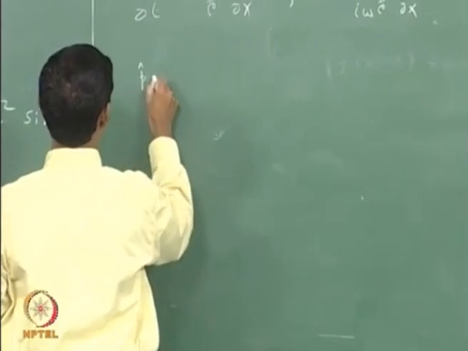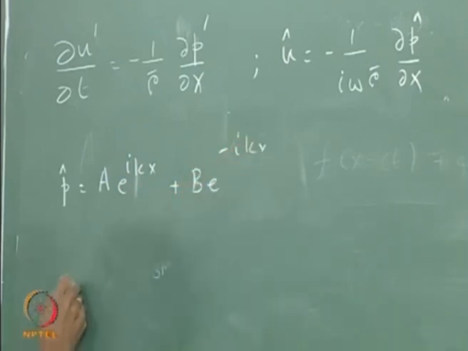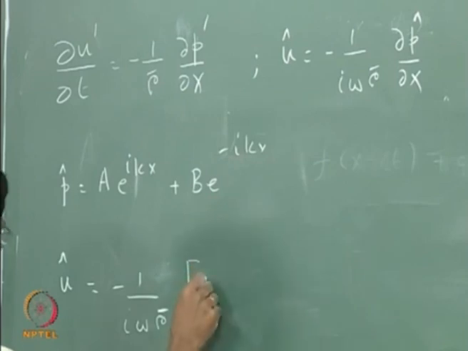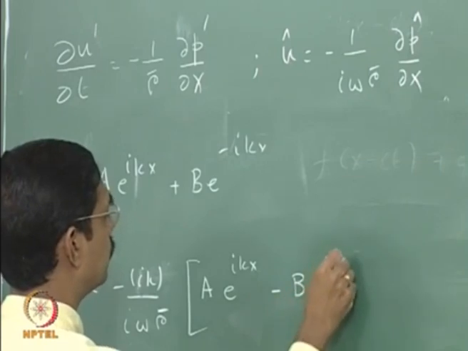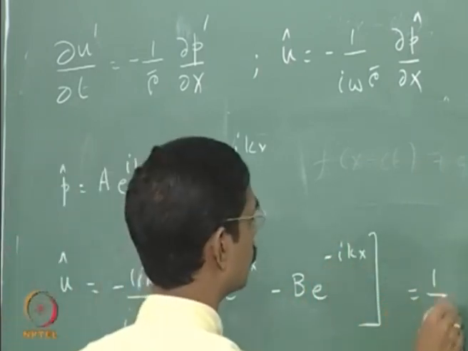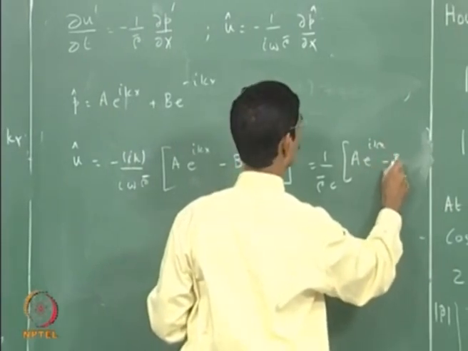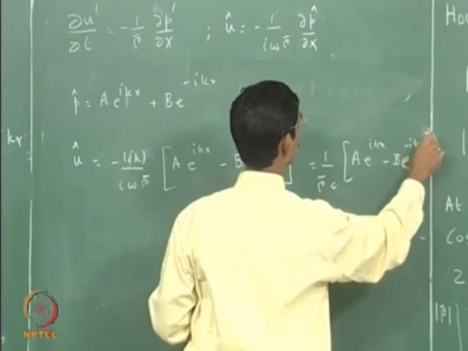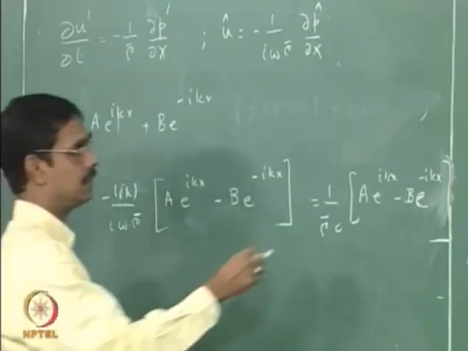We know that p hat was a e power i k x plus b e power minus i k x. So u hat equals minus 1 over i omega rho bar into dou p by dou x. That would be a e power i k x, and I take i k out. If I differentiate e power i k x, I get i k. If I differentiate e power minus i k x, I get minus i k. So once we have a and b and phi, that means we essentially have capital A and capital B.